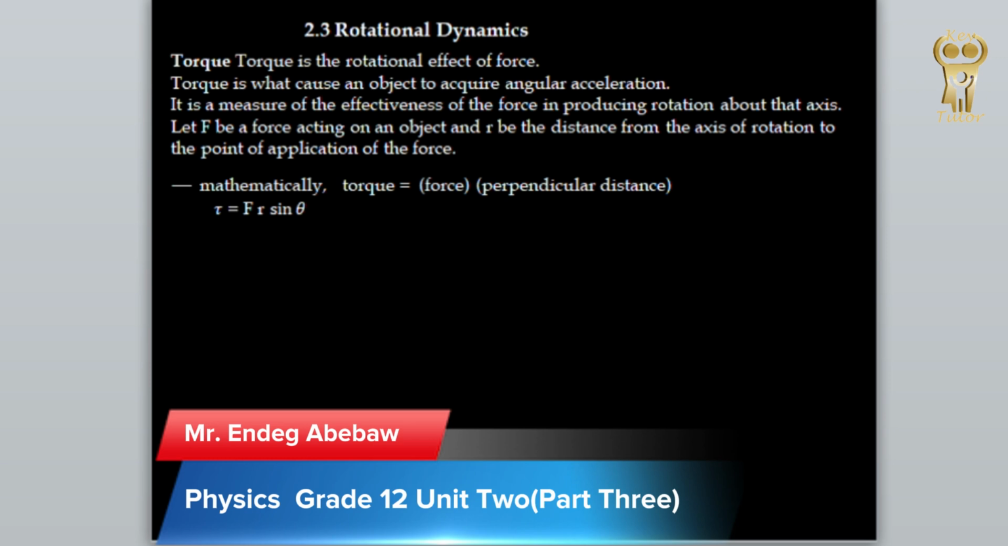Okay, what will be its direction? Its direction is determined by the direction of angular velocity.